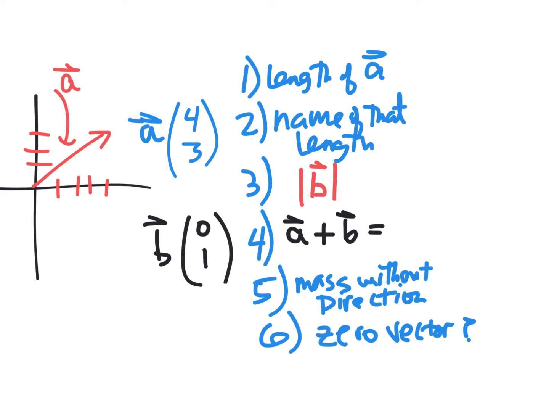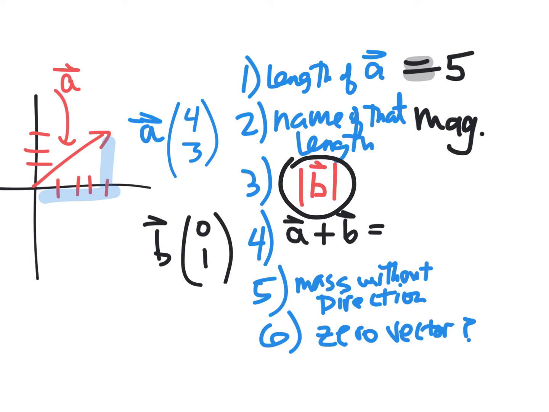All right, so the length of ray A was, well, you could say this was 4 and this was 3, and then you might know the 3, 4, 5 triangles, so this is 5. It isn't always going to work out that slick. A lot of times the answers are square roots. That one is the square root of 25. Name that length. That's called the magnitude. How many of you remembered the word when you needed it? Magnitude. Those little bars right there are saying find the magnitude of B.